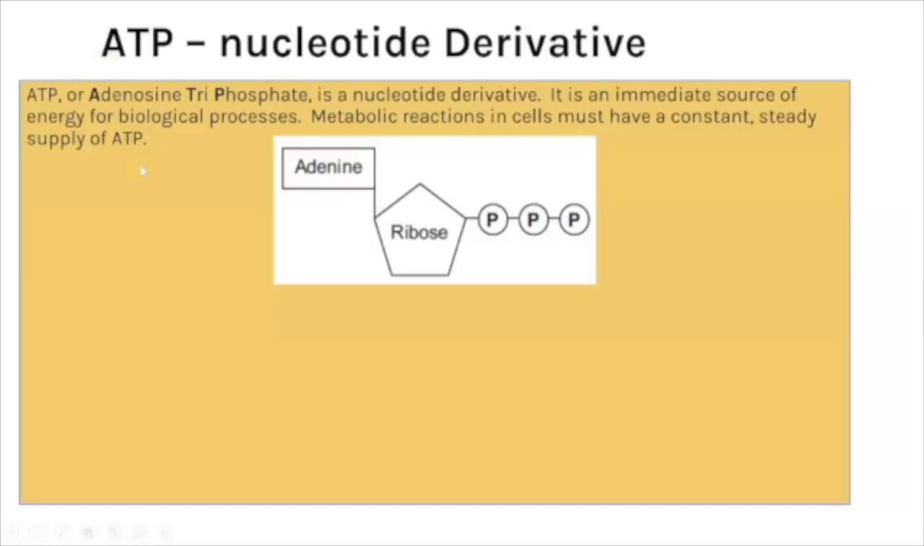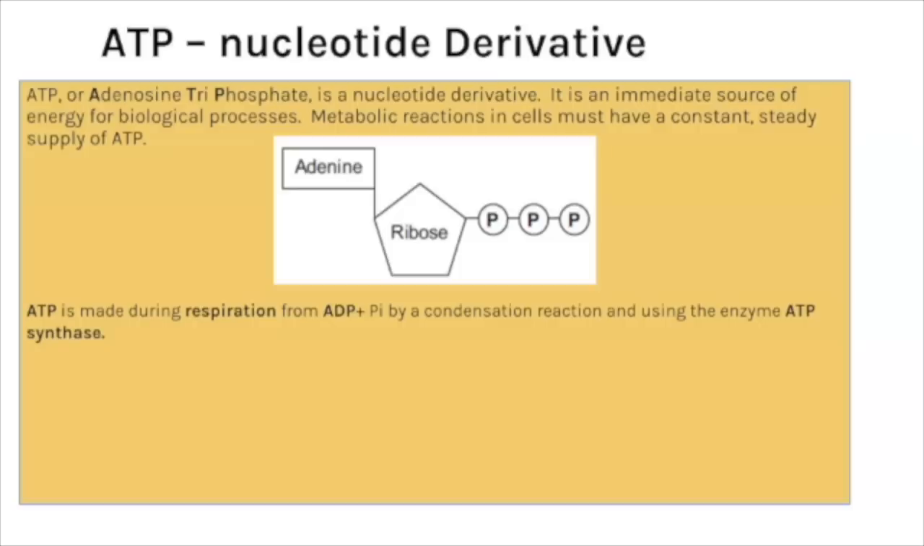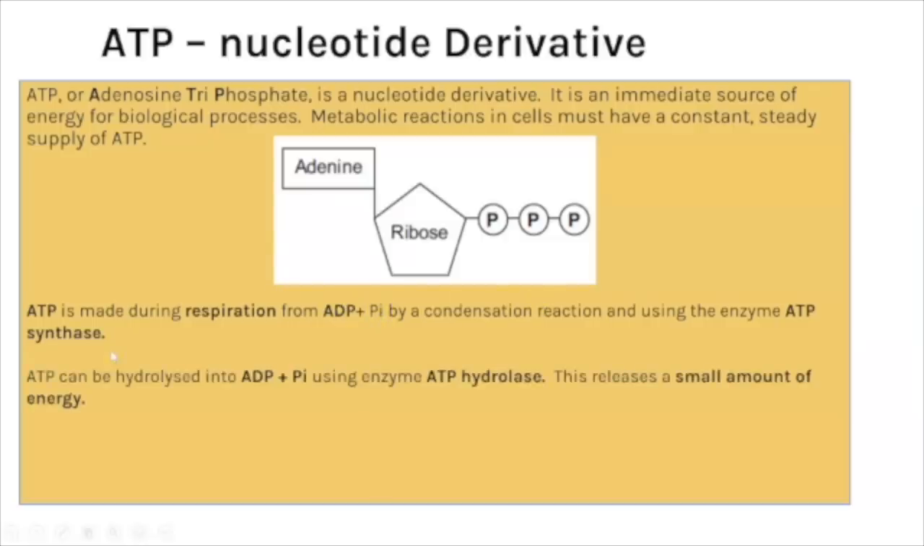And its function is it's an immediate source of energy for biological processes. So in other words, it's used in metabolism, which is all of the chemical reactions within a cell. ATP is made during respiration by ADP and Pi, which is inorganic phosphate, joining together in a condensation reaction using the enzyme ATP synthase. Now, ATP releases energy when it is hydrolyzed.